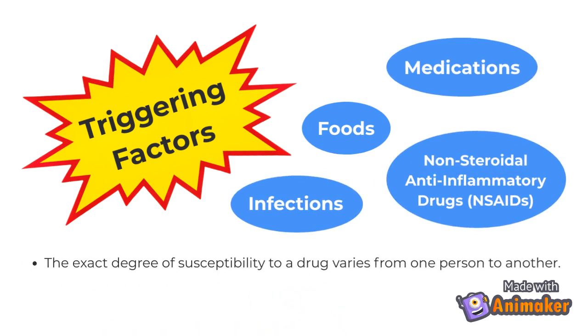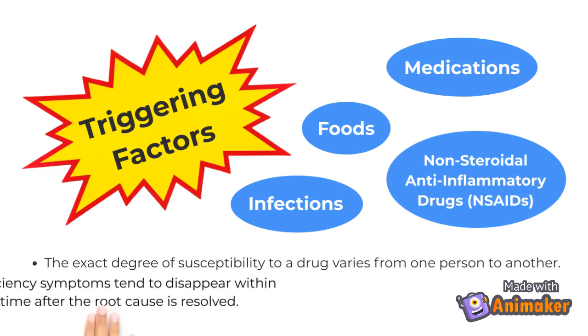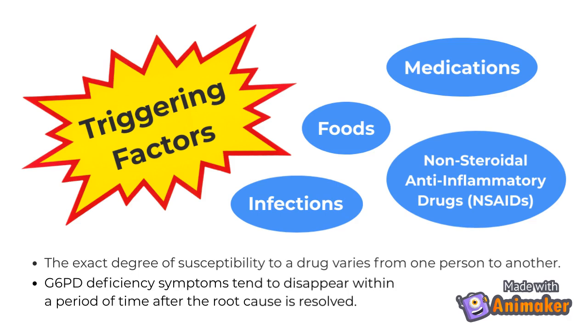The exact degree of susceptibility to a drug varies from one person to another. Furthermore, G6PD deficiency symptoms tend to disappear within a period of time after the root cause is resolved. Only in rare cases, G6PD deficiency leads to chronic anemia regardless of exposure to triggers.